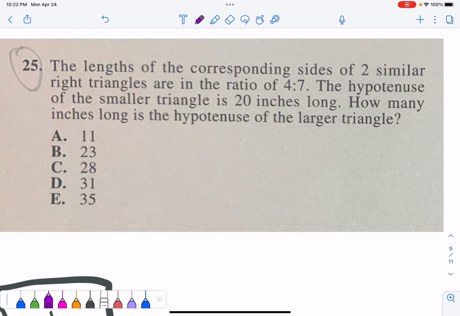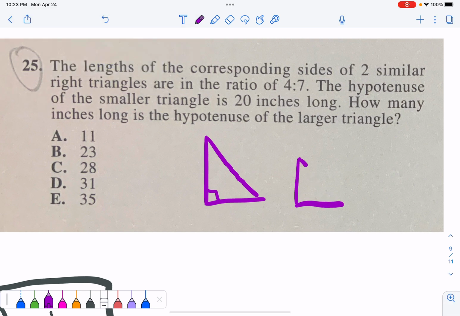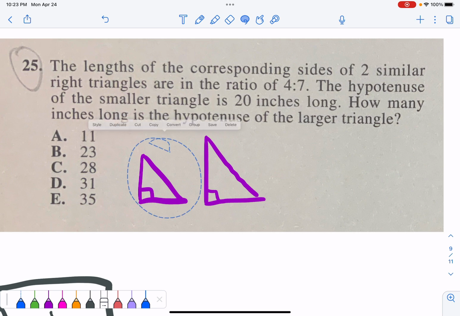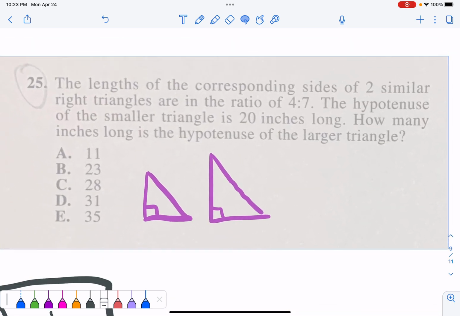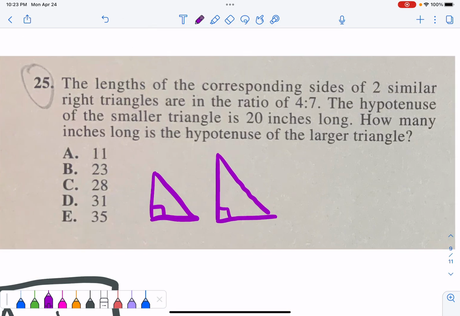The lengths of the corresponding sides of two similar right triangles. Draw a picture. Here's a right triangle. Here's another right triangle. Similar means they're the same shape but different size. Same shape, different size. They are in the ratio of 4 to 7. Shoot, I put them in the wrong order. 4 to 7. There we go. So this scale factor goes from 4 to 7.